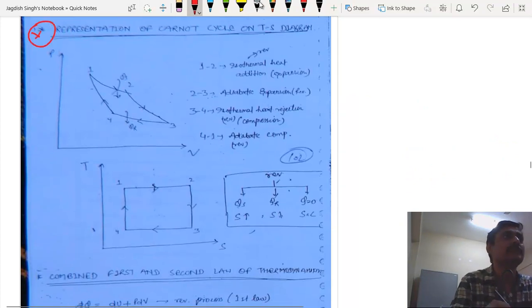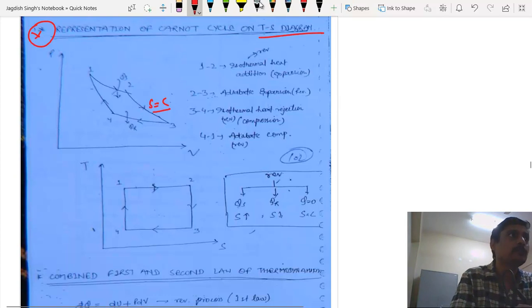Now this is the representation of the Carnot cycle on the TS diagram. We have already explained this Carnot cycle on the PV plot. The process 1 to 2 is reversible isothermal expansion. Process 2 to 3 is reversible adiabatic, so we can say that this is isentropic expansion, right? This reversible adiabatic process is isentropic.